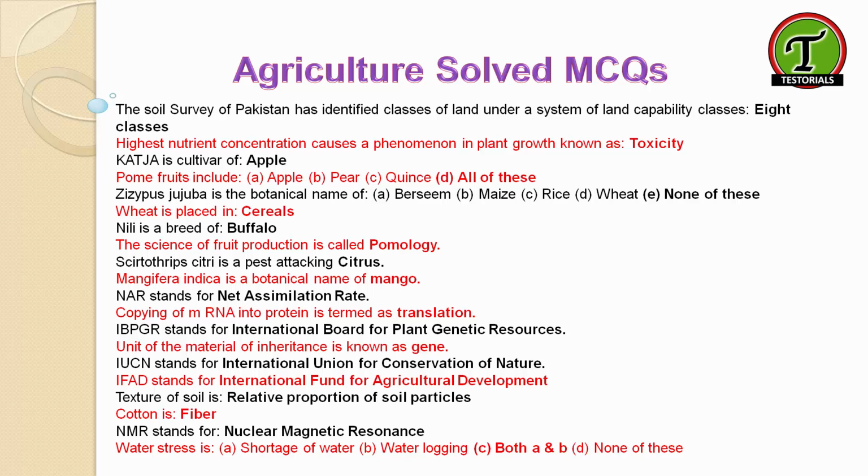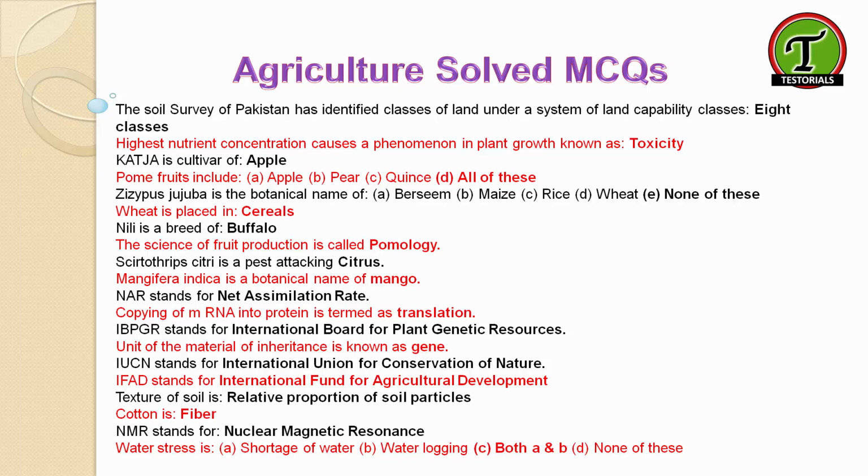26. Wheat is placed in cereals. 27. Nili is a breed of buffalo. 28. The science of fruit production is called pomology. 29. Scirtothrips citri is a pest attacking citrus. 30. Mangifera indica is a botanical name of mango.